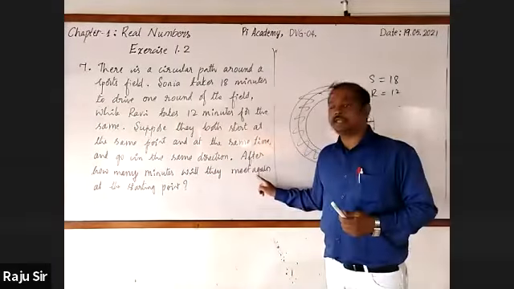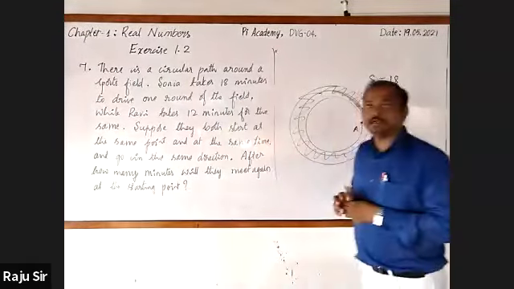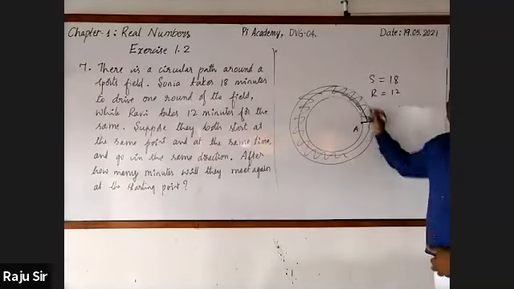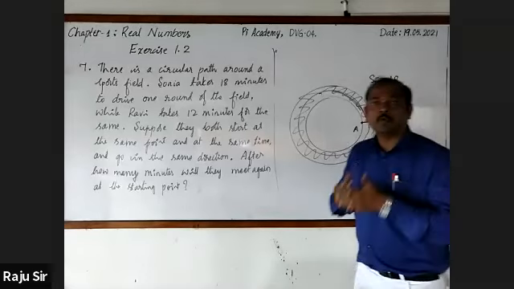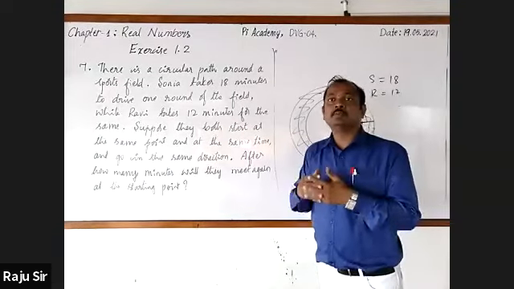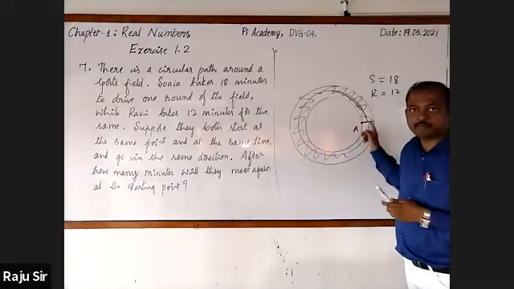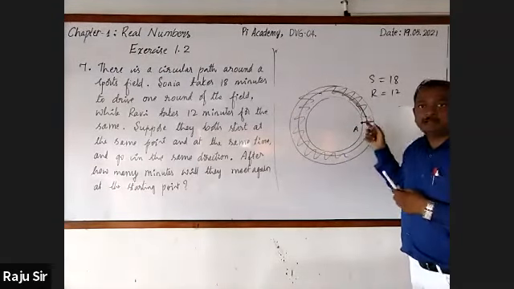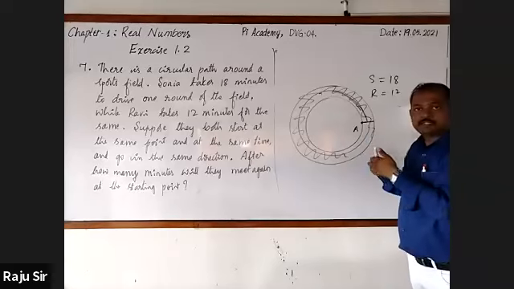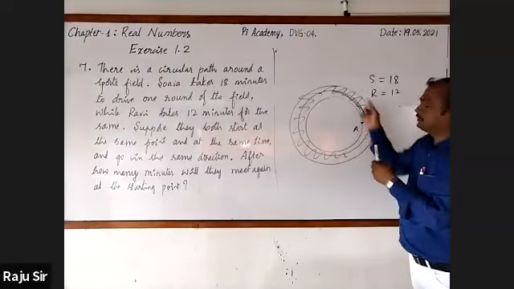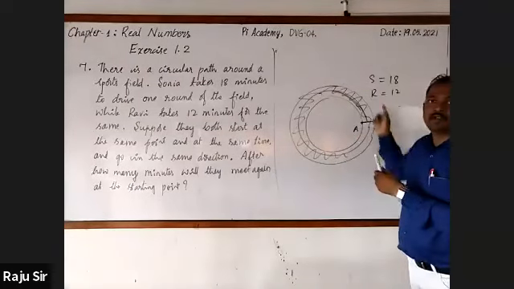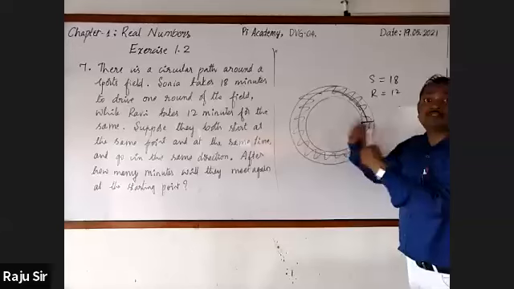Here, the actual question is, after how many minutes will they meet again at the starting point? If they keep on moving around the field in a circular path, after how many minutes will both start moving again from the same point? For that, they should keep on moving. That is, they have to complete the first round, second round, third round, fourth round, and so on.